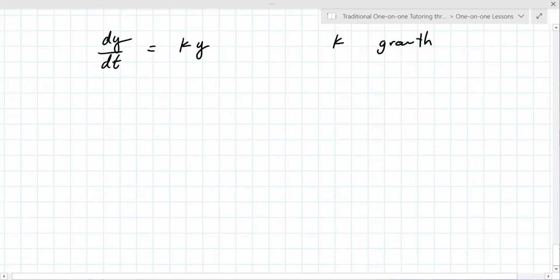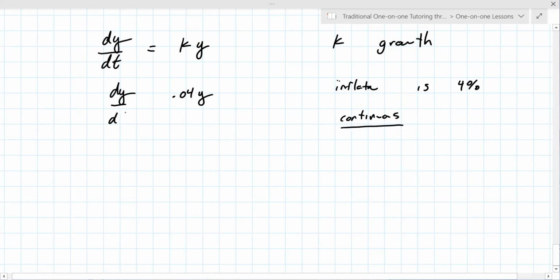Let's just say that we know that inflation on average is 4%, and we say that it's continuous. That's a very important underlying assumption for all this. So k in our problem is 0.04. You do not have to substitute this number in right away, but a lot of students do. Here's one on the Math Excel: how many bacteria will the colony contain at the end of 12 hours? We're going to do something like that. In your notes, you did not put the value of k in right away, but you can. If you know the growth rate, you should put that value in right away.